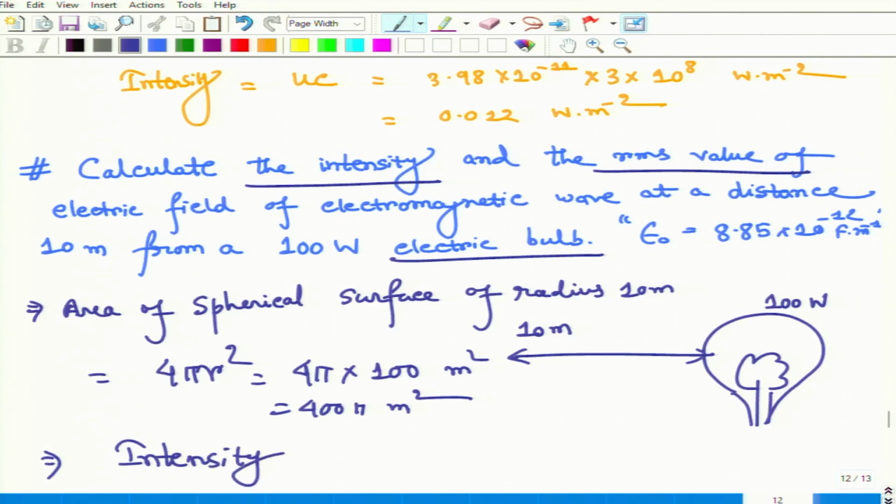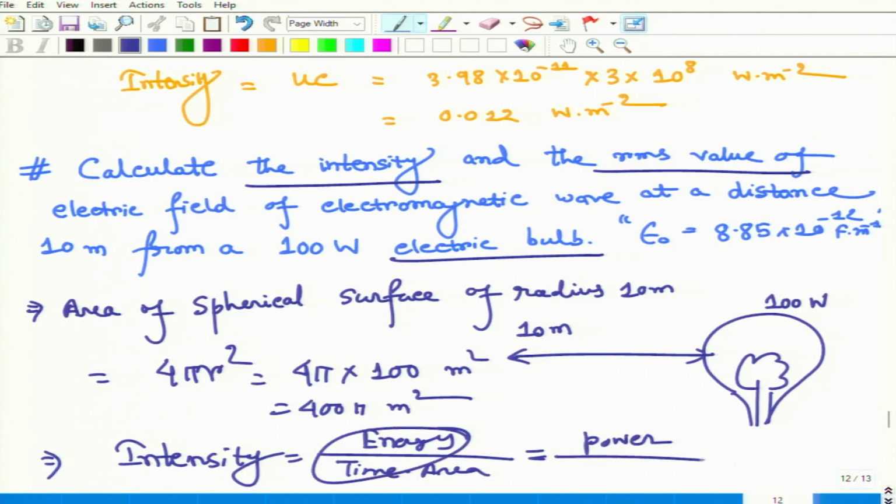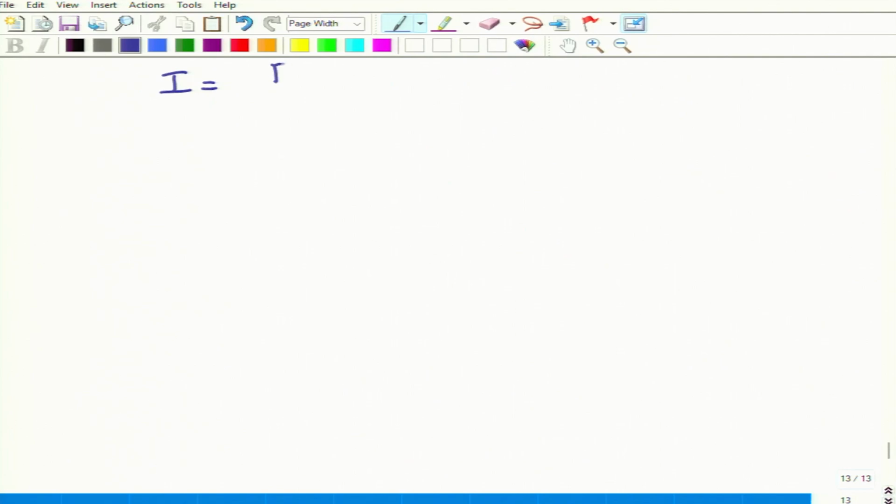So what will be the intensity? Intensity is, we know, energy divided by time into area. Energy by time can be replaced by power, so intensity should be power divided by area. What is the power? It is a 100 watt bulb. And what is the area? 400 pi, and the unit is meter square. So it will be 0.08 watt per meter square.